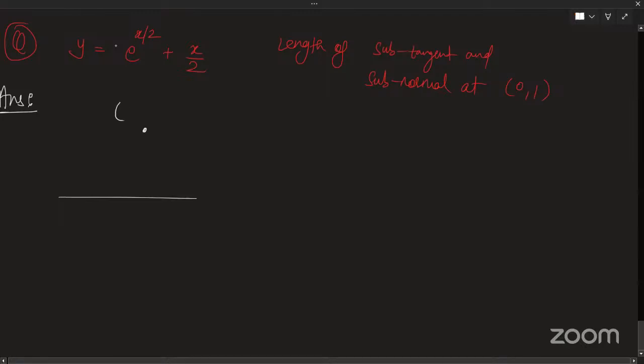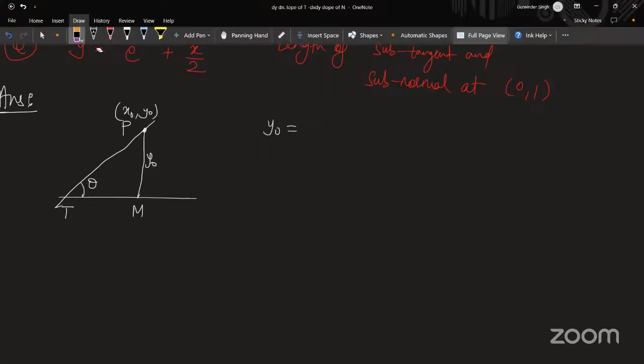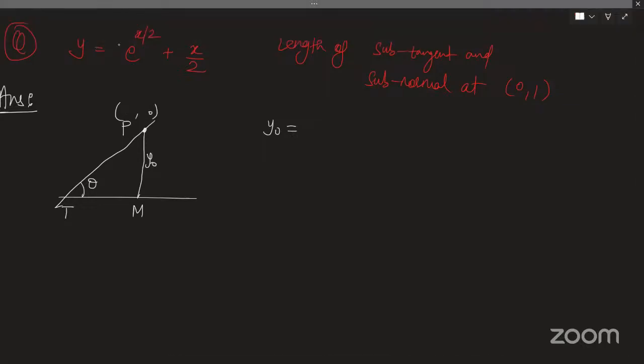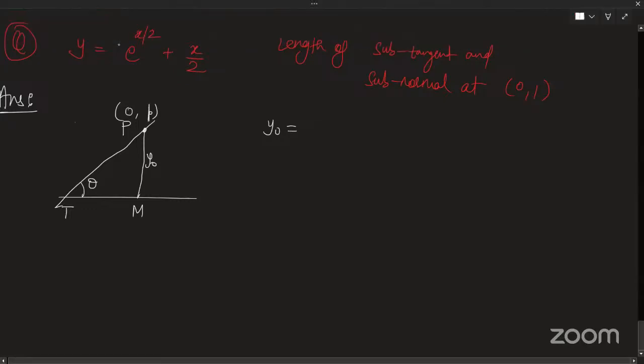So this is my point, any random point x naught comma y naught on this curve. This length is y naught. This angle is theta. This is my point P. I assume this to be M and this to be T. Can you tell me what is my value of y naught? My x naught comma y naught is the point 0, comma 1. The coordinate of point P is given as 0, comma 1. What is my value of PM?